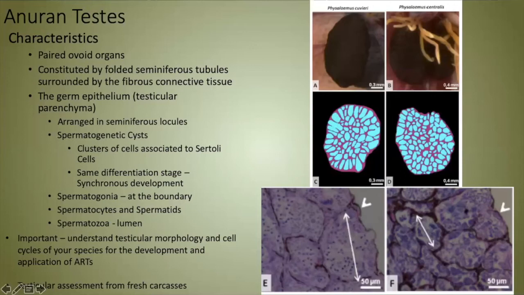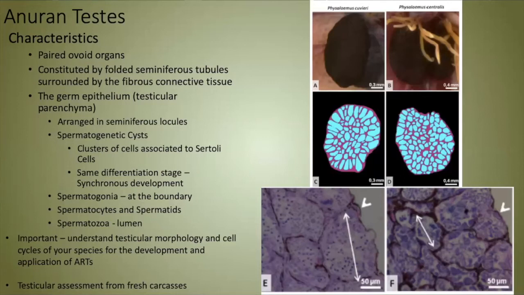These are the spermatogenetic cysts. Basically, these are clusters of cells associated with one or two Sertoli cells. There are two main types of cells in the testes that are affected by sex hormones, which are Leydig cells and Sertoli cells.